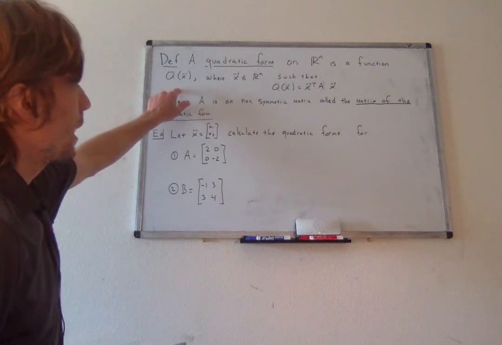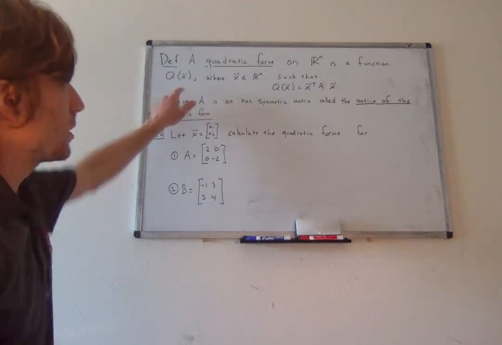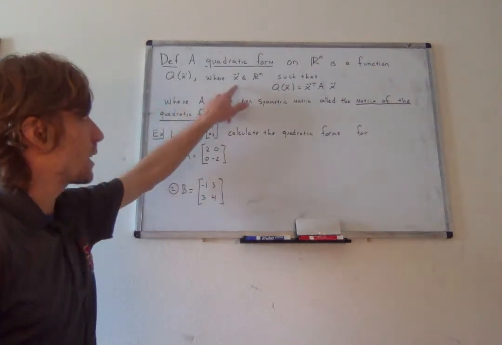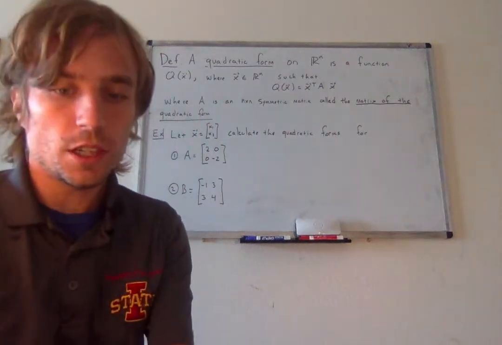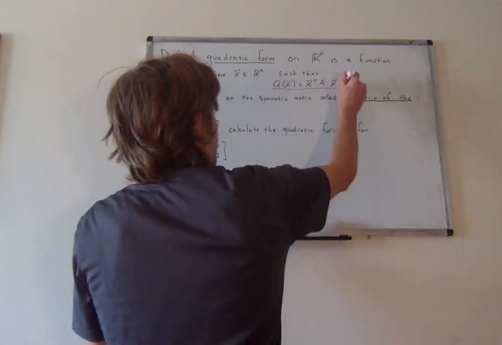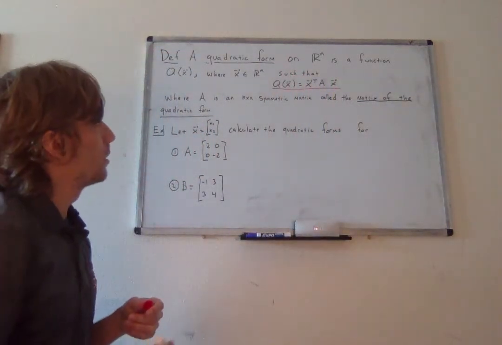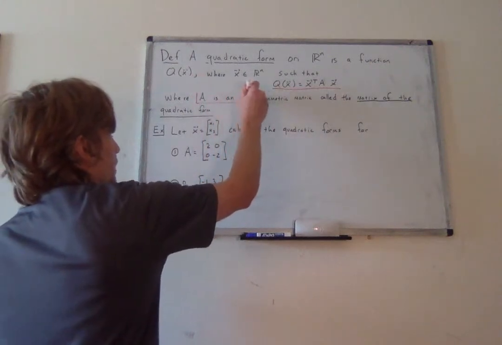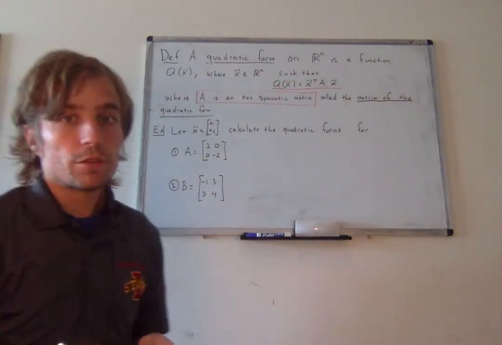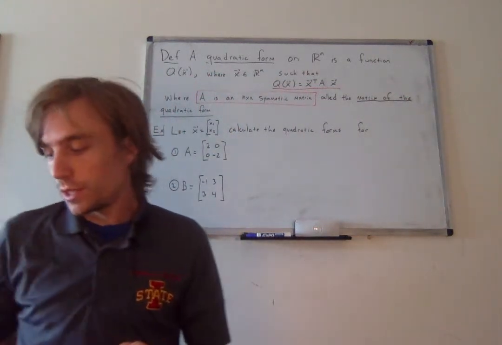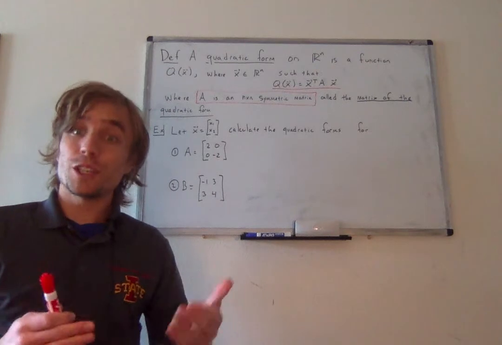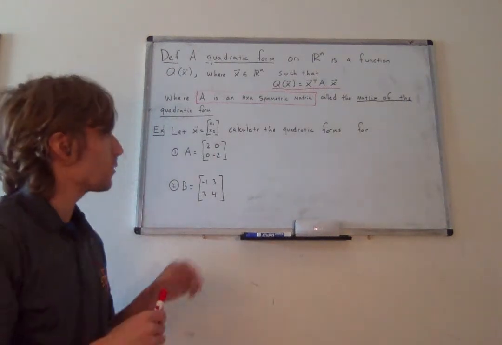So that leads us to our first definition, a quadratic form on Rn. This is a function on a vector of length n, a function q of x, where again x is a vector of length n, such that q of x is equal to x transpose times A times x, where A is an n by n symmetric matrix called the matrix of the quadratic form. So the types of functions we're going to be studying are functions defined by symmetric matrices, which remember we studied in section 7.1.